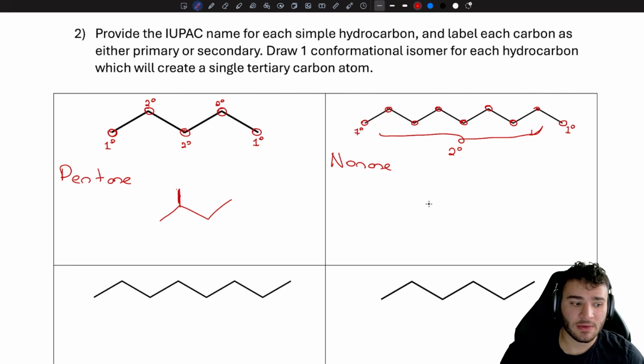And so one really easy way is, well, let's draw 8 carbons. So 1, 2, 3, 4, 5, 6, 7, 8, okay? And let's just put an extra carbon right over here. And that ends up still being nonane because we still have 9 carbons, and the structure is very different.